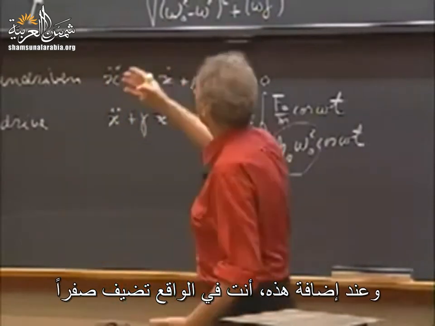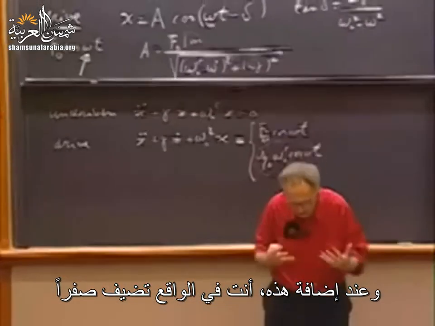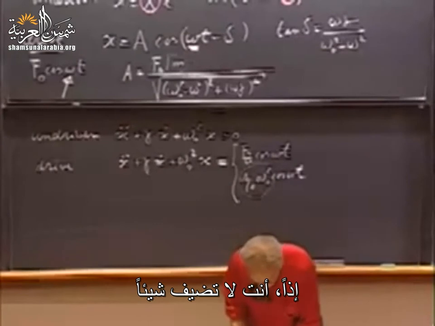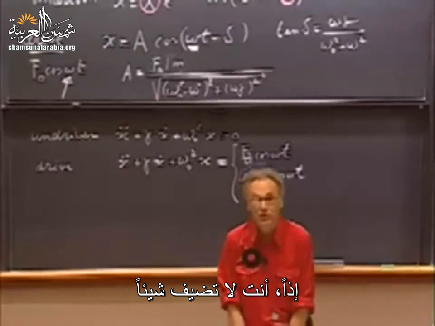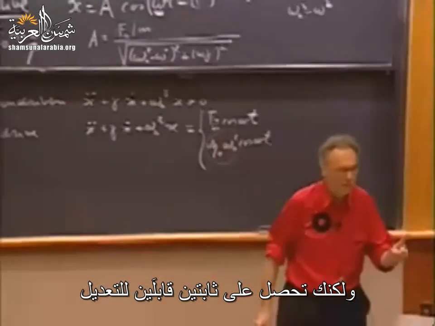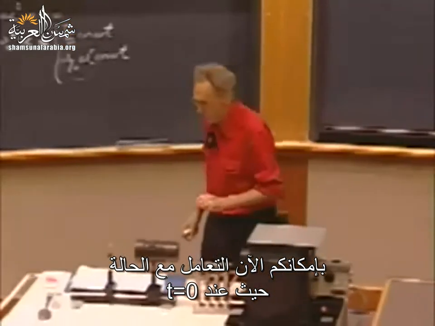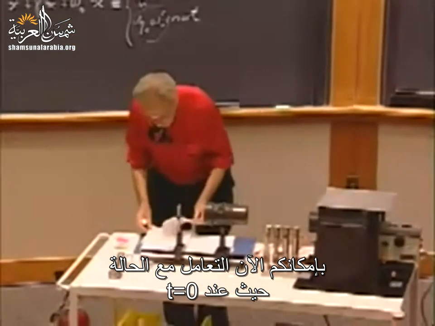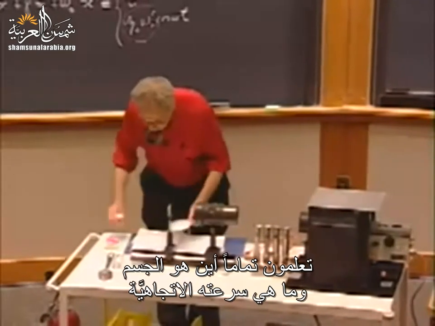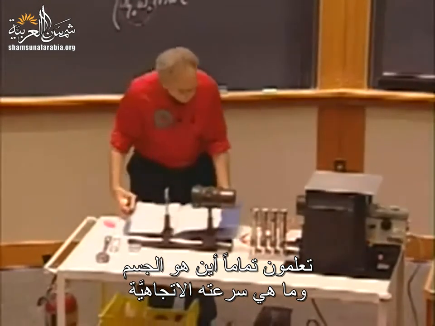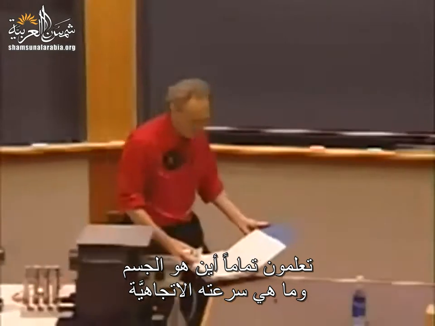By adding this one, you effectively add 0, so you add nothing, but you get something in return. And what you get in return are your two adjustable constants. So now you can deal with the situation that at t equals 0, you know exactly where that object is and what its velocity is.